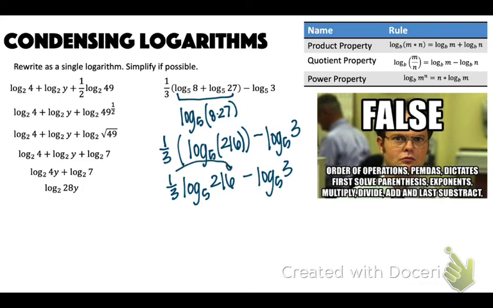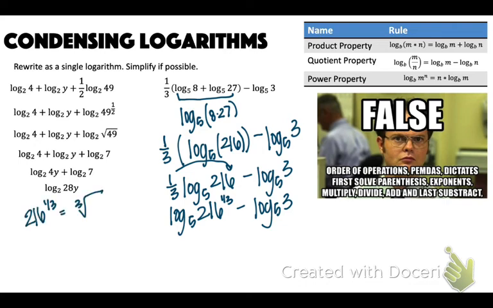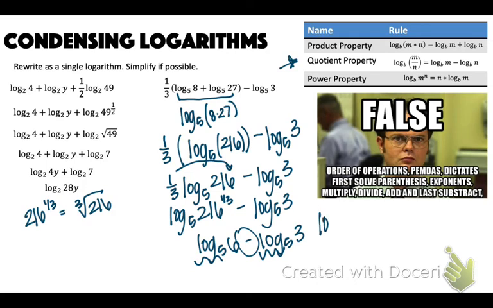Deal with that power, so I'm going to move that. So it's going to be log base 5 of 216 to the 1/3 power minus log 5 of 3. 216 to the 1/3 is really the same thing as the cube root of 216, and we can put this in the calculator either way. You get 6. So this is log base 5 of 6 minus log 5 of 3. Bases are the same. We have a subtraction, so I'm going to use division. So this is log 5 of 6 over 3, which is log 5 of 2.